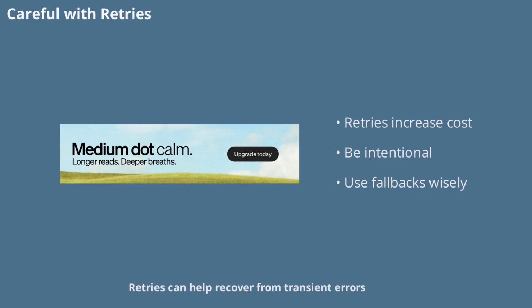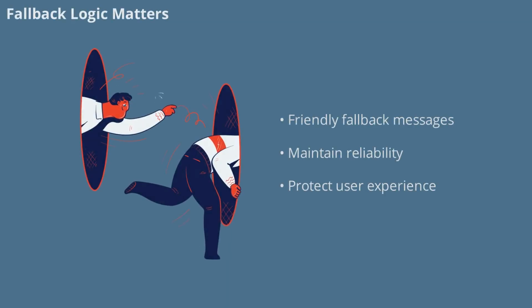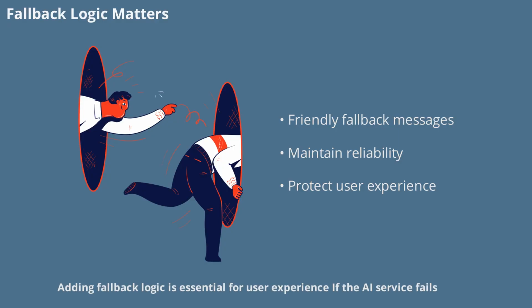Retries can help recover from transient errors, but be careful. They can also multiply your costs if not managed properly. Always be intentional with retries and consider the financial impact of each additional request. Sometimes, a simple fallback message is better than repeated attempts. Adding fallback logic is essential for user experience. If the AI service fails, return a friendly message instead of an error. It's not glamorous, but it keeps your application reliable and your users happy, even when things go wrong behind the scenes.